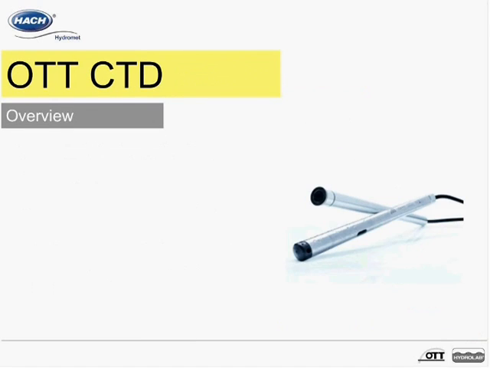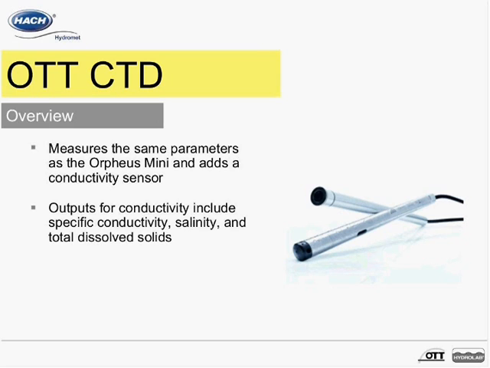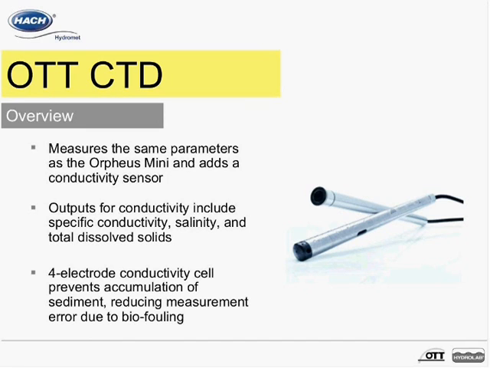The OTT CTD is nearly identical to the Orpheus Mini in size, weight, appearance, and parameters measured, but adds a conductivity sensor, allowing outputs for specific conductivity, salinity, and total dissolved solids. A 4-electrode open conductivity cell compensates for potential error by measuring the current between two electrodes at fixed potential while using the additional electrodes to correct any fouling of the electrode surfaces.